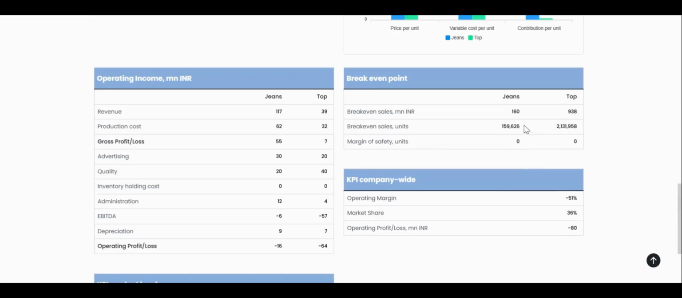The break-even point section helps us understand the minimum sales required to cover our total costs, while the margin of safety indicates how much sales can decline before the company reaches its break-even point. These indicators help us assess the financial risk associated with our decisions.